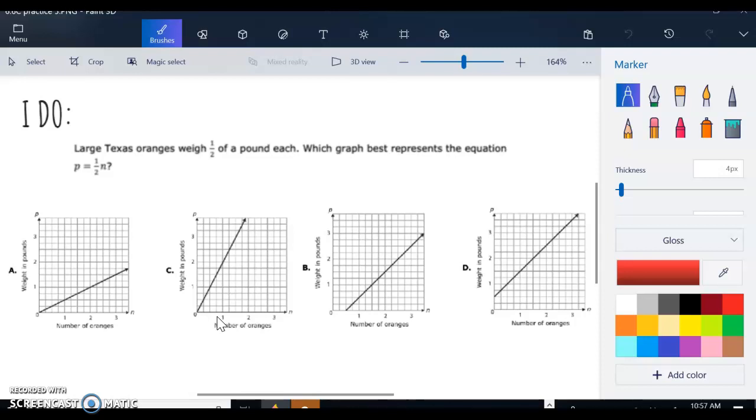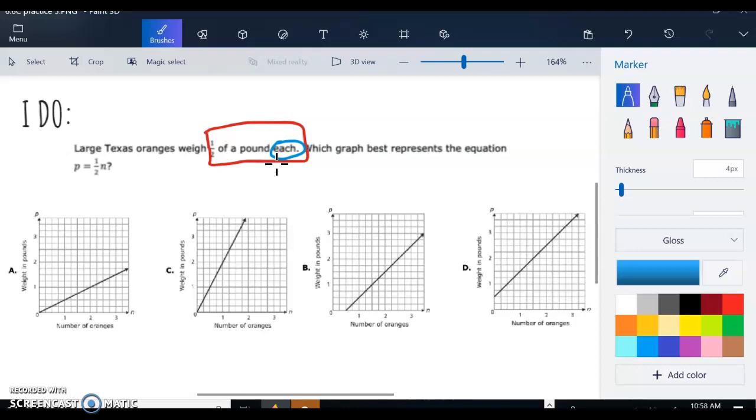So here we go. It says large Texas oranges weigh half of a pound each. Okay, so from those previous videos I know that each is going to be one of my keywords for multiplying. Which graph best represents the equation P equals half times N? So once again, there's that multiplying again. Half of a pound each, okay, with a big emphasis on that word each right here. So therefore, P equals half times N. That's a multiplying relationship.